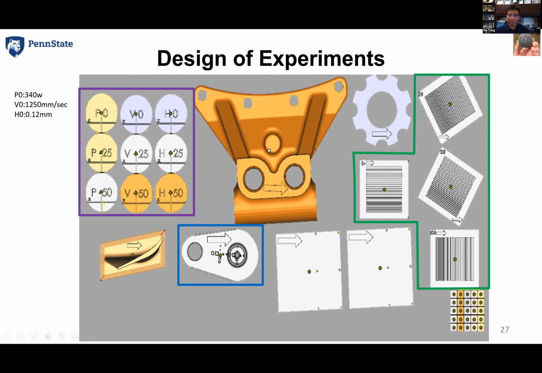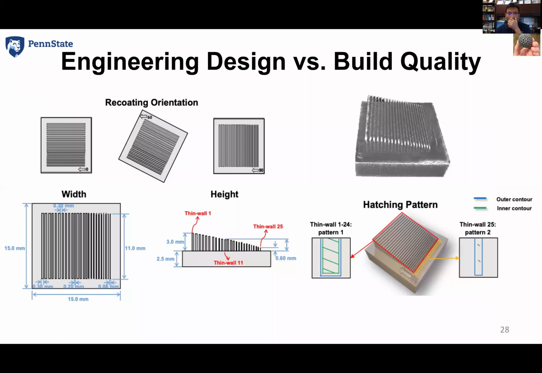it again. You see, we place the thin wall in the same direction as the recoating direction, which is 0 degrees. You can do 60 degrees, and you can also do 90 degrees, vertically, right? And then how does it impact the final build? Those are the engineering designs, and you also design the thin wall in different ways. So you see recoating directions of 0 degrees, 60 degrees, and 90 degrees. They also have different widths, different hatching spaces, different heights, and different hatching patterns. All these parameters will impact the final build quality.